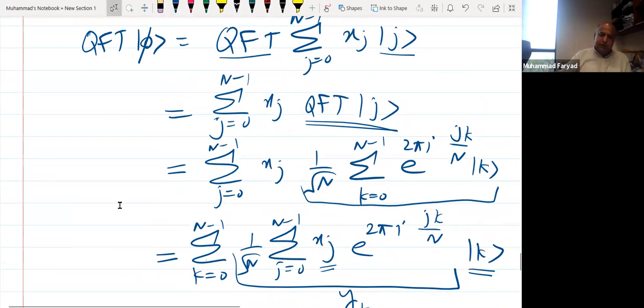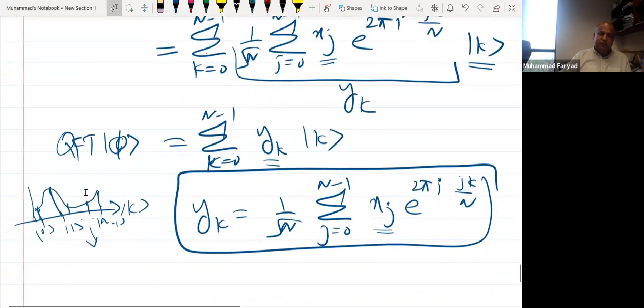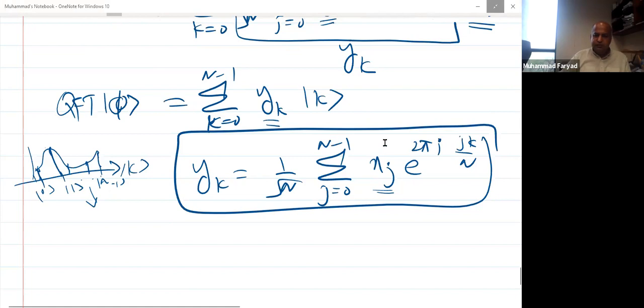So it means all the properties and applications of the Fourier transform in the classical domain are directly applicable in the quantum domain as well, if we apply the Fourier operator that we just proposed. So any questions so far?